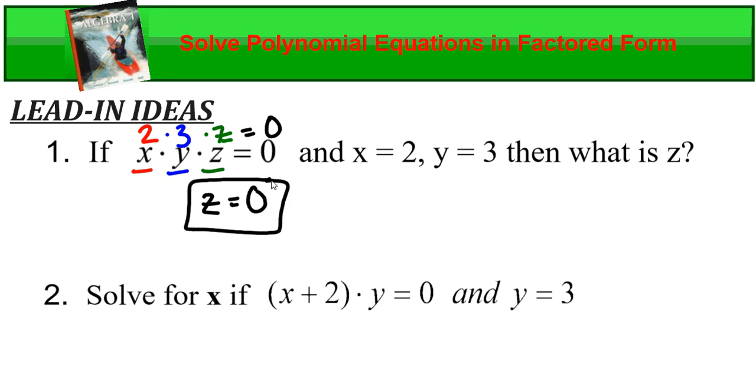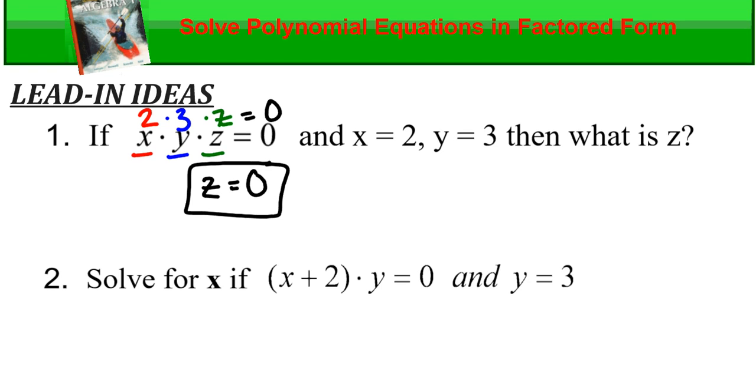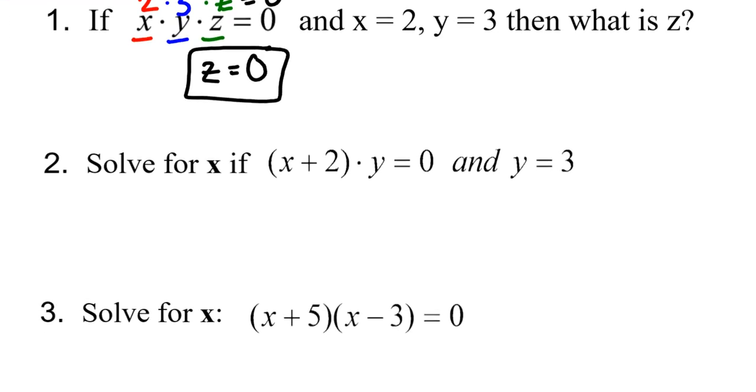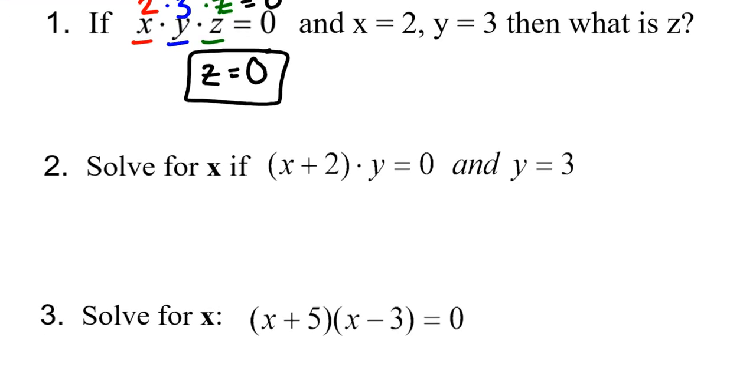If you have a long chain of multiplication, something in that chain has to be 0, at least one, maybe more than one, but at least something. And if it's not x and y, it has to be z, because 2 times 3 times 0 is the only way to make 0, if the first parts are 2 and 3.